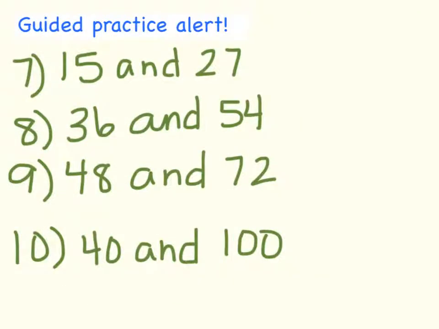Now try this on your own. You may use whichever method you prefer, method 1, 2, or 3, to find the greatest common factor of each of these pairs of numbers. Please record your information in your homework notebook. Hit pause, and I'll be here waiting with our next idea when you're done.